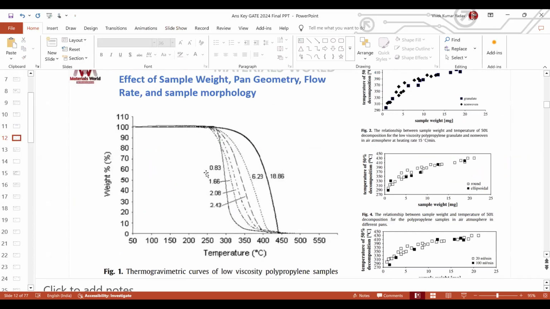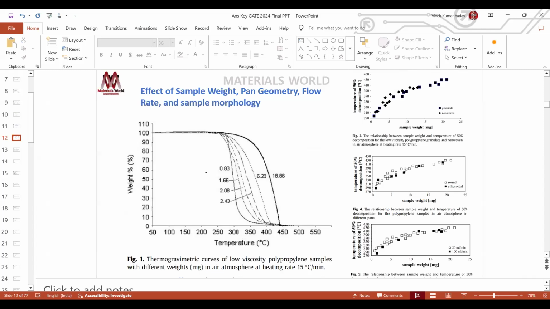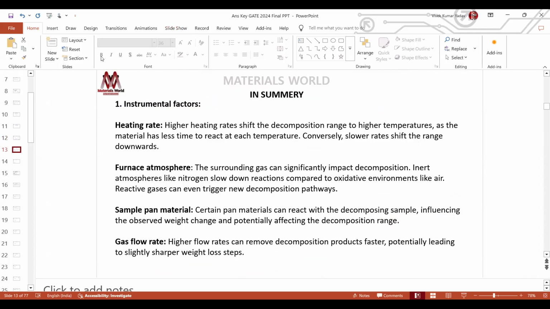Now, as an overall, what is the sample weight that we learned? Pan geometry means the crucible geometry, flow rate, and sample morphology. Sample morphology will impact. Pause the video and see the different weights, samples with different weights in milligrams. We are not changing much, and you see there's not much change. But if you go to further slides, you see your heating rate is affecting.